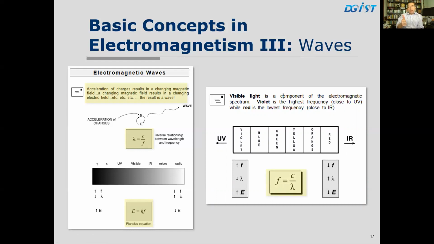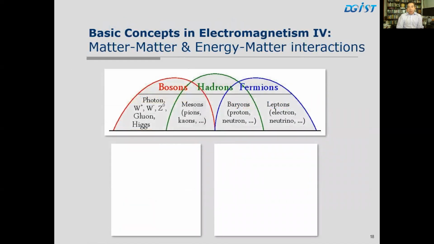So we've talked about electricity, we've talked about magnetism, we've talked about waves. Now let's talk about how electromagnetic waves or energy interact with matter. So if we put this in very broad terms, we have what are called matter-matter and matter-energy interactions.